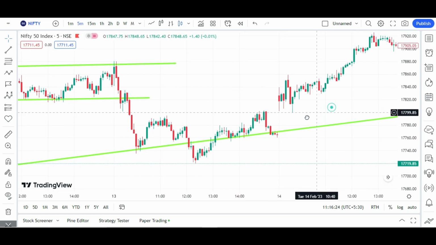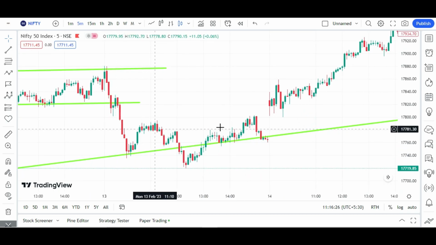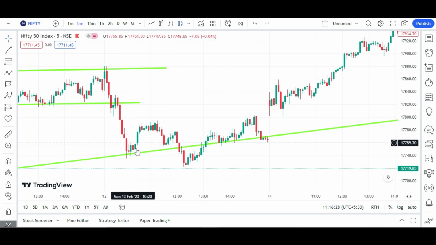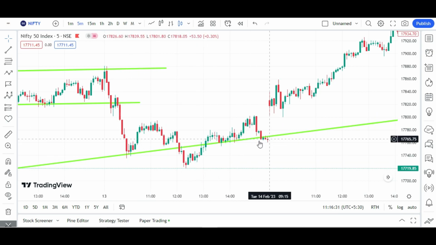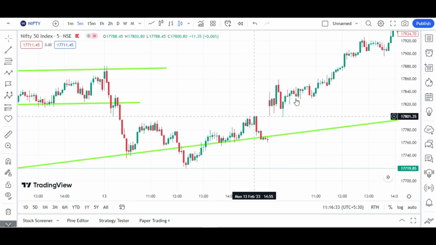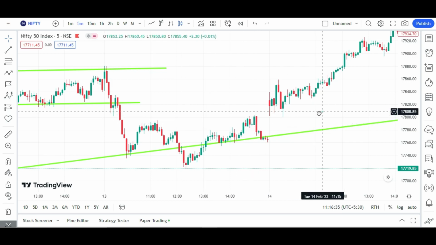And this is also a pattern here. This is an inverse head and shoulder. This is a low, one low, but it is not able to make a new low, and it breaks this high. So this is an inverse head and shoulder, which is a trend reversal. We will talk about this later.